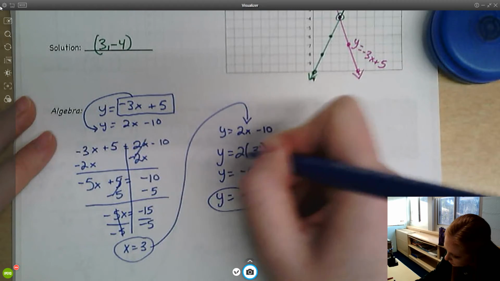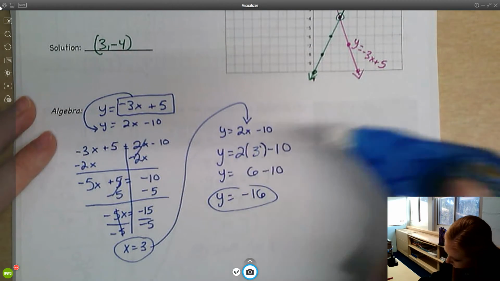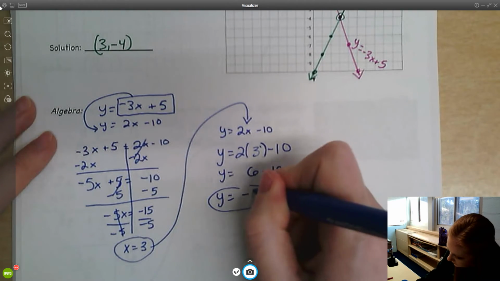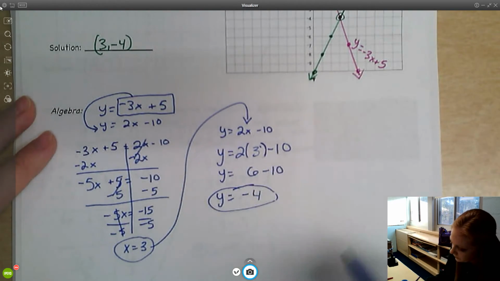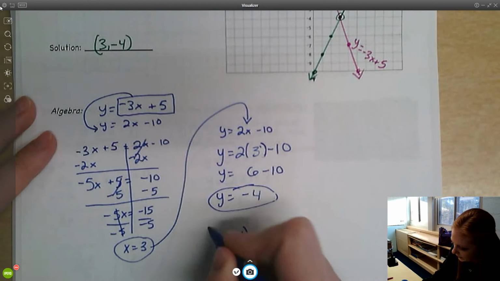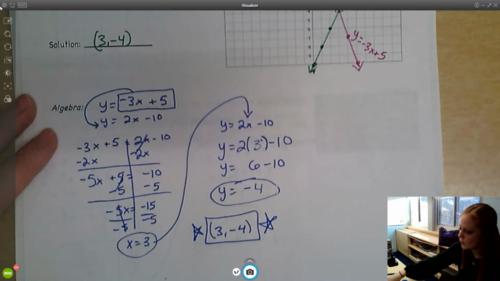So 2 times 3 is +6. And 6 minus 10 is -4. Okay, so our solution is 3, -4. For this one, I'm just going to show you how you could check it.